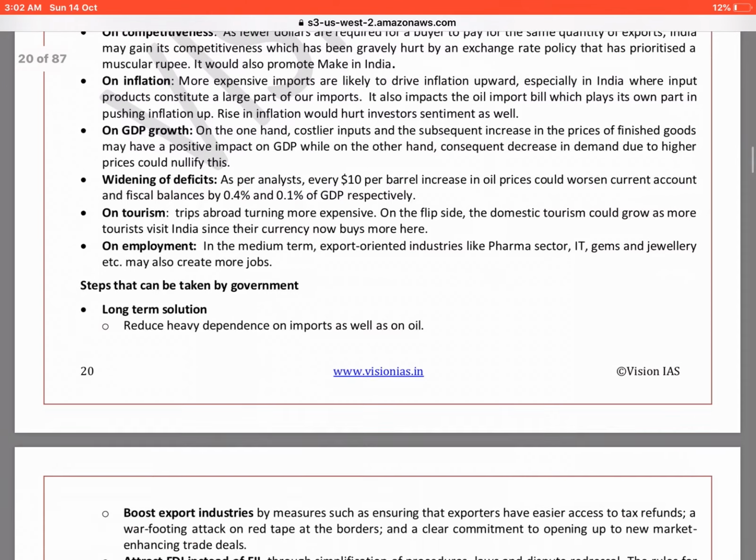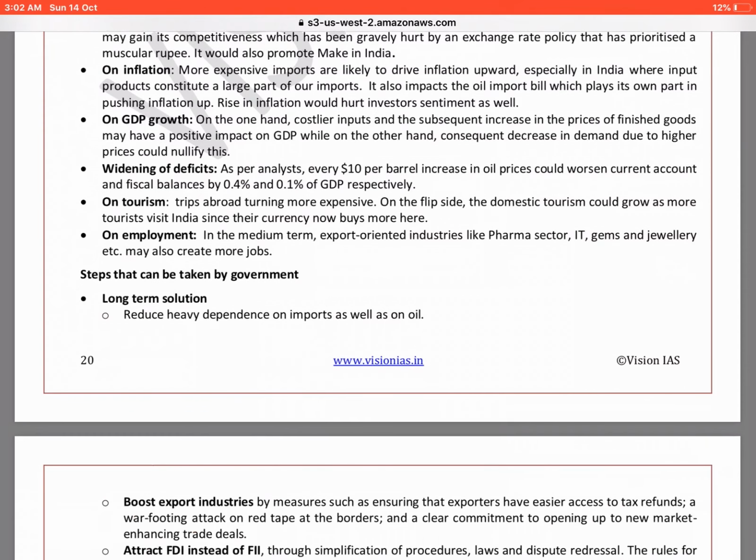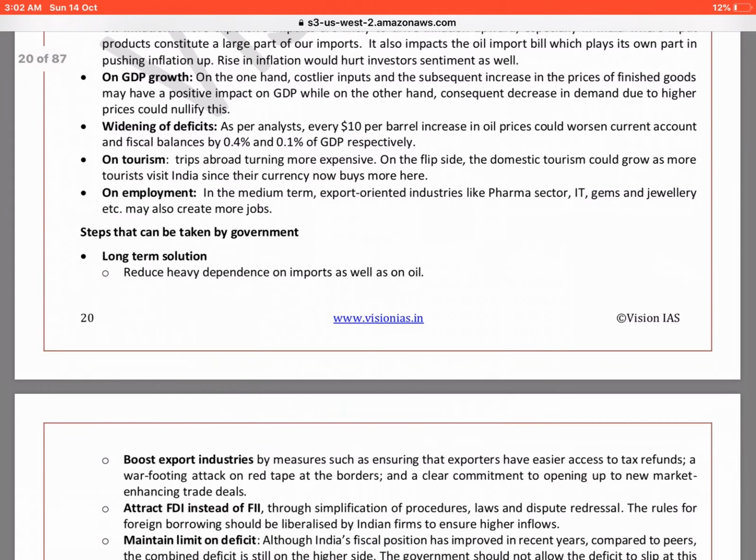Next is the widening of the deficit. Since the prices of oil are increasing, analysts say that for every $10 per barrel increase in oil prices, our current account deficit and fiscal balances are disturbed by 0.4% and 0.1% of our GDP respectively.